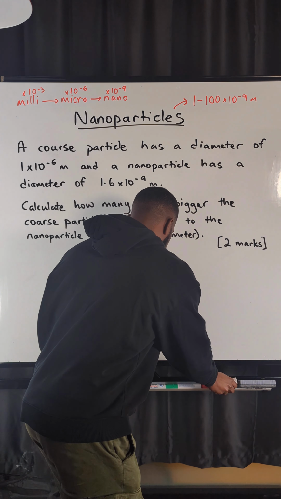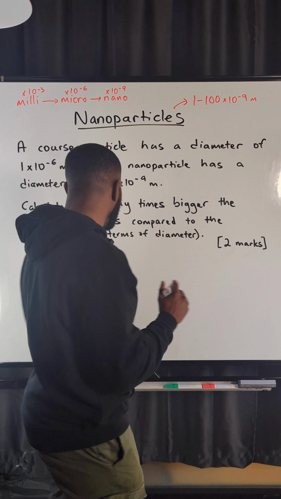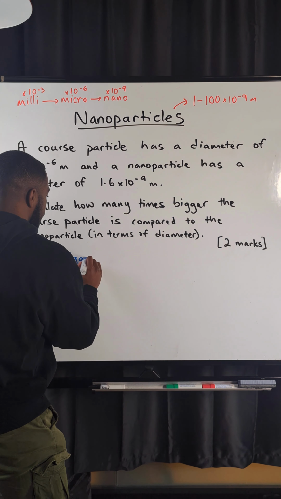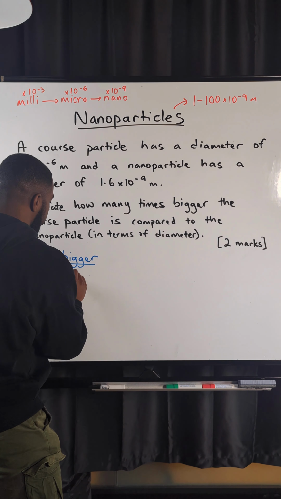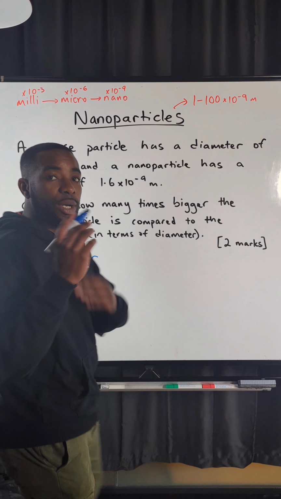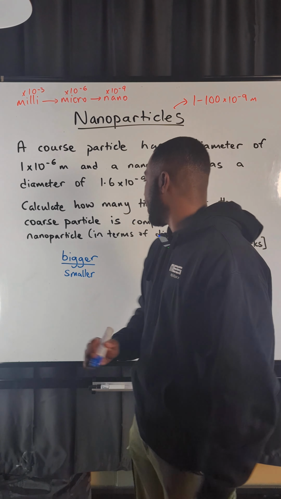I'm going to go for a blue pen here and let you know very quickly that whenever you're doing these ratios and you want to find out how much bigger something is, you put the bigger number on top and you divide by the smaller one to find out the scale factor, or how they relate to each other in terms of the size. So let's apply it to our question.